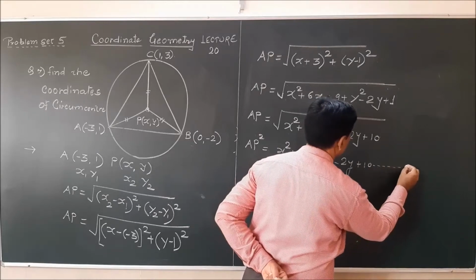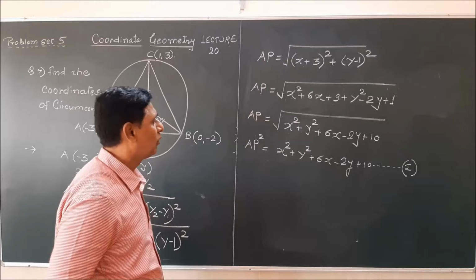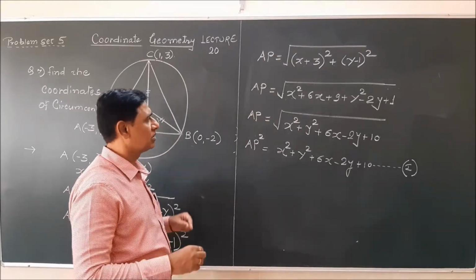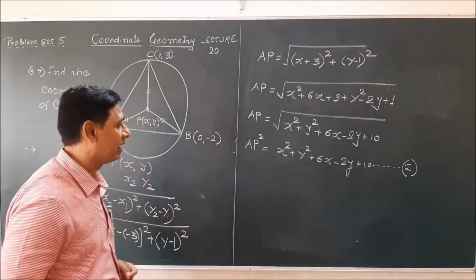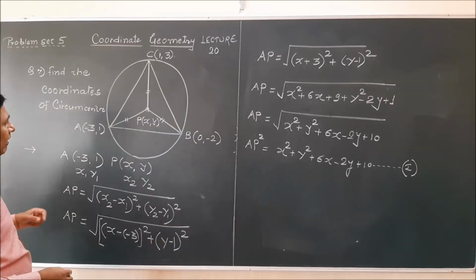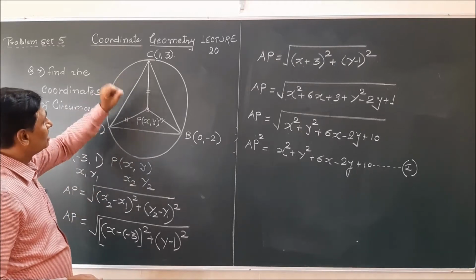So label it as equation 1. This is how we obtain equation 1: AP square is equal to x square plus y square plus 6x minus 2y plus 10. Now I got AP, and I am going to find out CP.